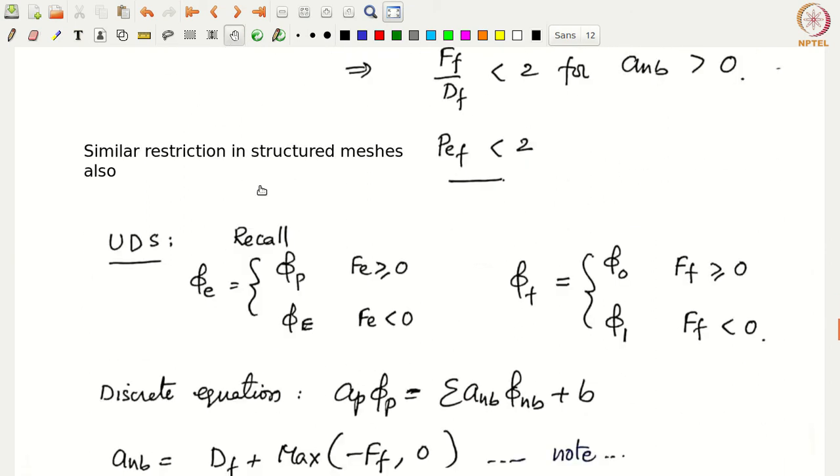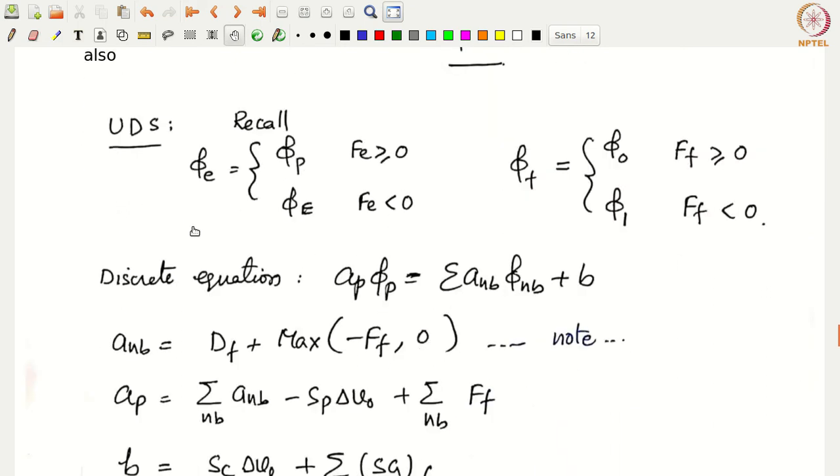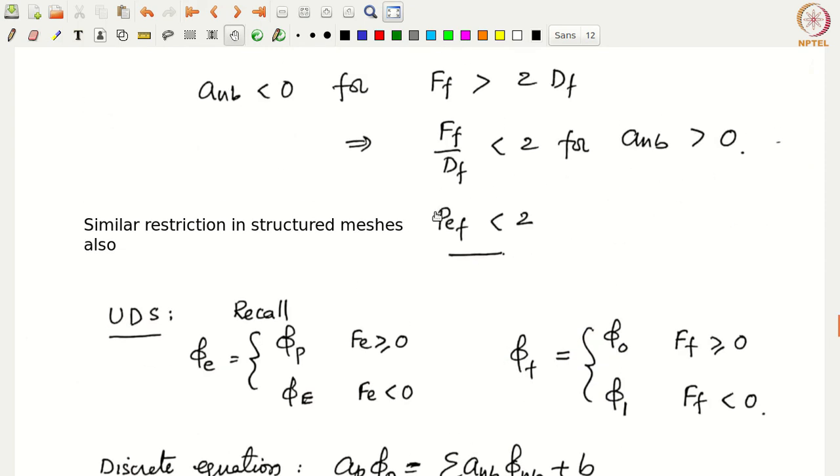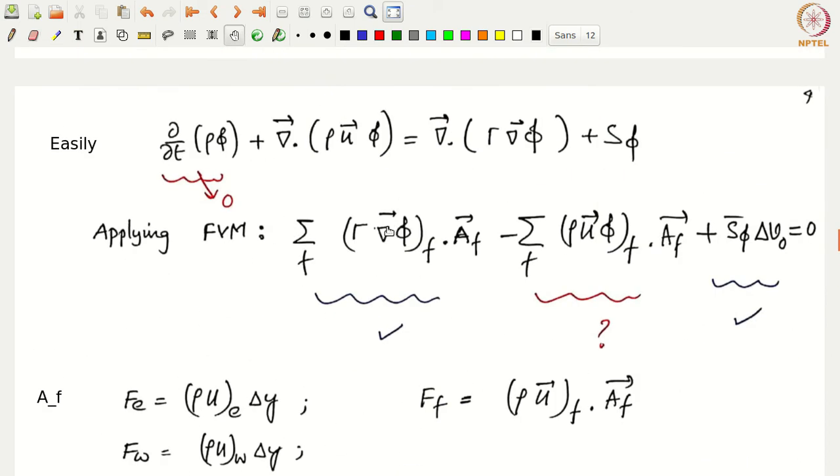All right, now let us see how we implement the upwind difference scheme. For the upwind difference scheme, we again recall from the structured mesh case that phi on the face, phi little e, is either phi P or phi capital E, depending on the direction of the mass flow rate, right? If Fe is greater than or equal to 0, then phi little e equals phi capital P. If Fe is less than 0, then phi little e equals phi capital E. We recall this. Now, of course, the same condition applies here. The only thing is that now phi f is either phi 0 or phi 1, depending on the direction of the ff. That means if we go back to the diagram that we have drawn, which is a couple of pages back.